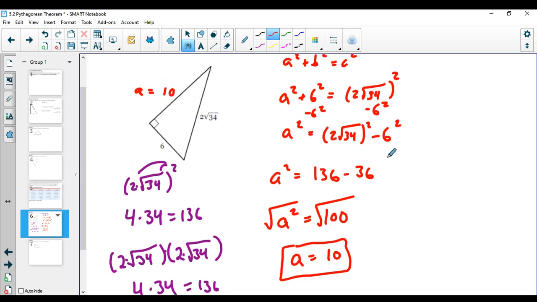I will leave this up here for a second in case someone needs to get it down. Because we only have one more example, so we'll give it a little bit of time.